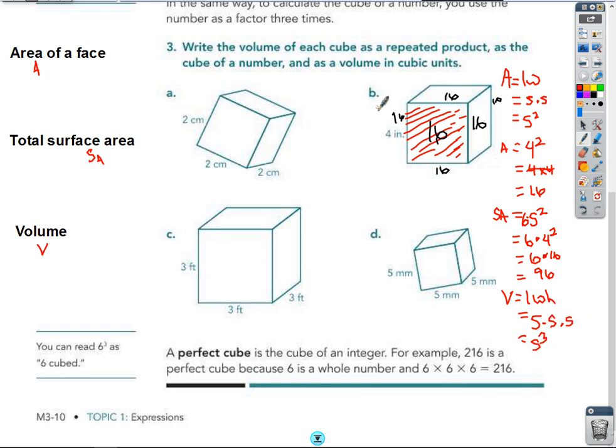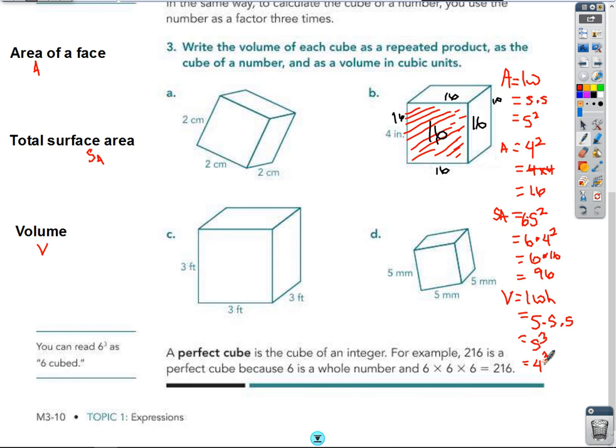So now I need one side. I don't need multiple sides. I don't need to know what the other sides are, because if it's a cube, I know they're all 4. So I take that 4 and say 4 to the third power. And that would be the volume.